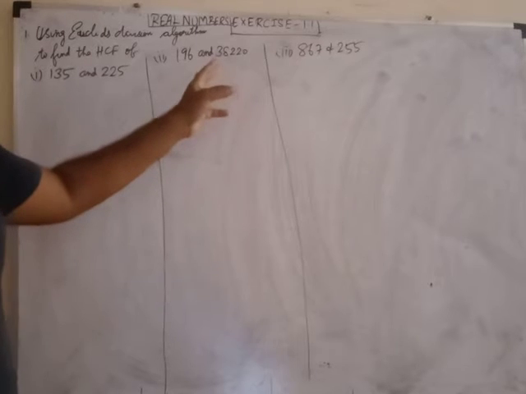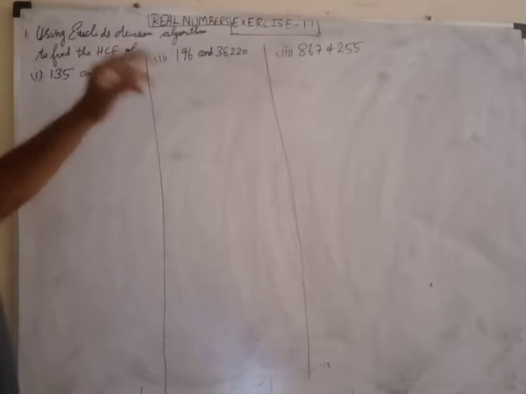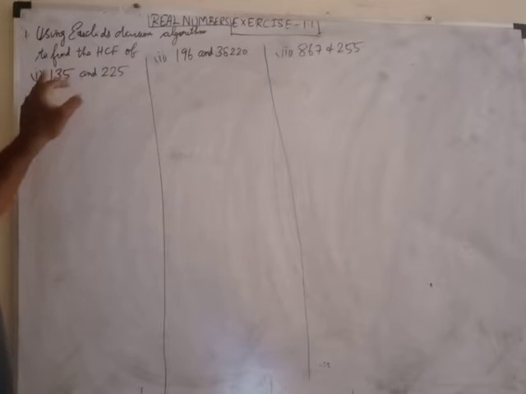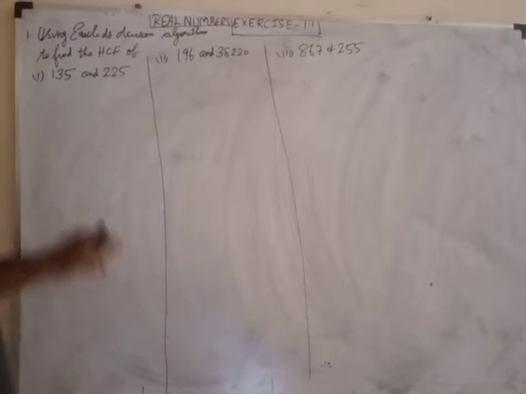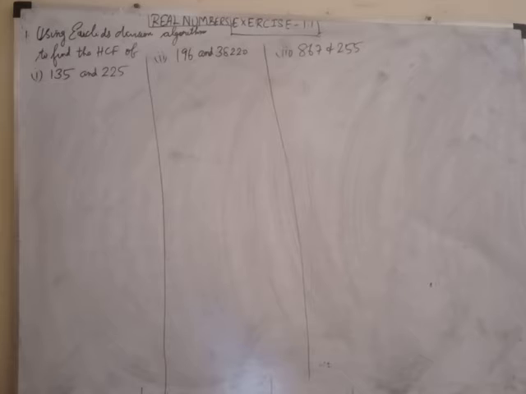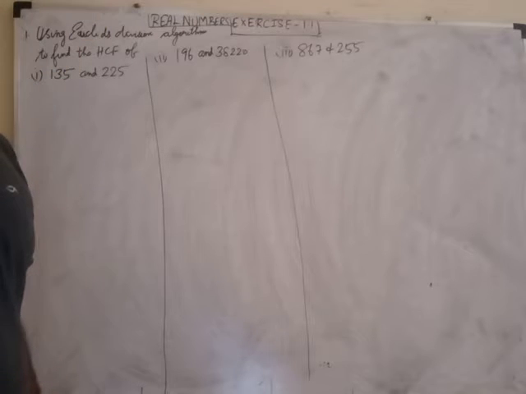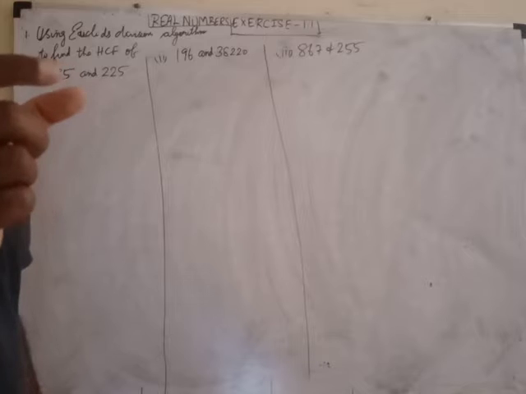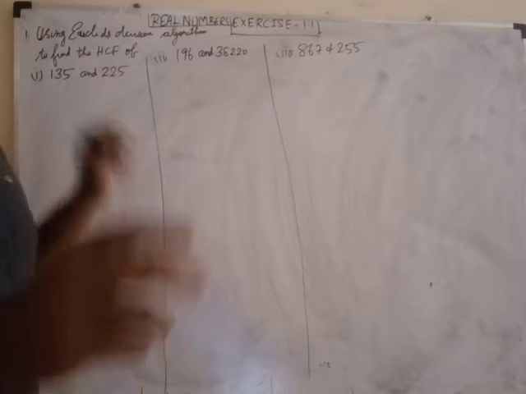We are going to see these real numbers in exercise 1.1. The first question is: using Euclid's division algorithm, find the HCF of 135 and 225. HCF means highest common factor. I have already explained the concept. What do we mean by Euclid's division algorithm? Until the remainder 0 comes, the divisor at that point is the answer between these two numbers.